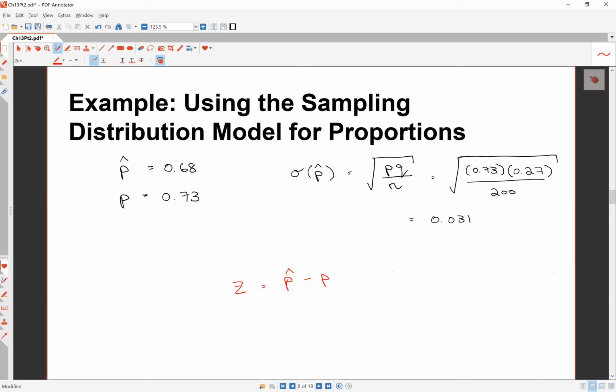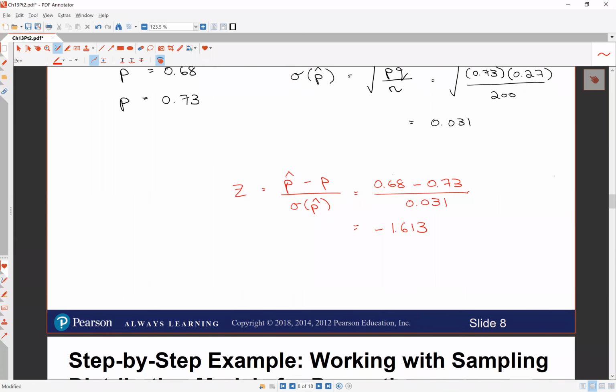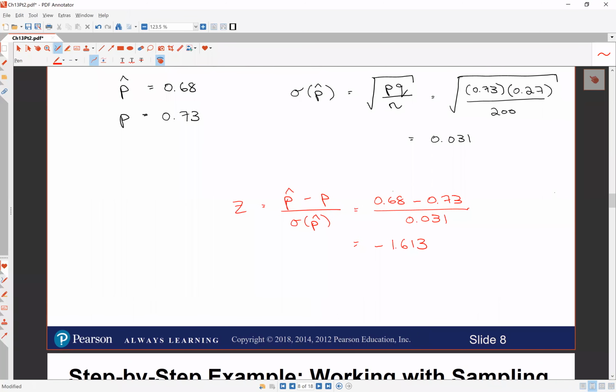p hat minus p divided by sigma of p hat, which in this case is 0.68 minus 0.73 divided by 0.031. Again, just plug that into your calculator, and in this case, I get a value of negative 1.613. So is this value unusually small or unusually large?